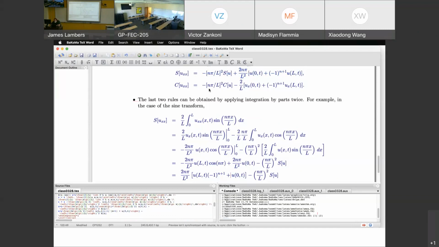And then it would work out similarly for cosine, again doing integration by parts twice. For the first time around, the boundary terms would be non-zero. The second time around, it would be 0.